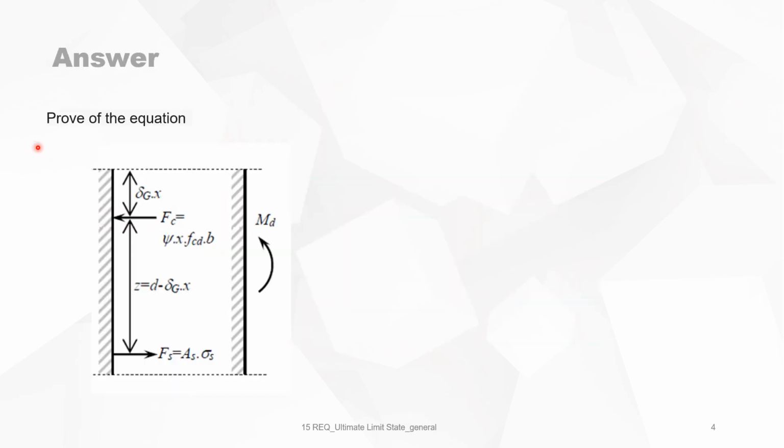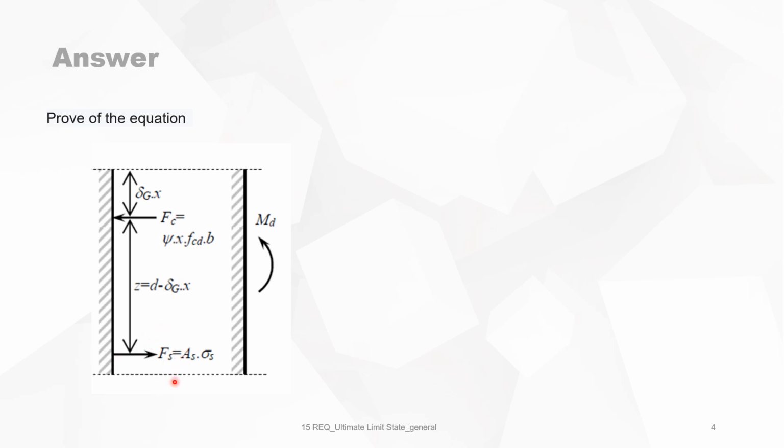First, we will prove the equation. Consider a section loaded with an external bending moment Md. The compressive force Fc is equal to the filling factor C times x, which is the depth of the neutral axis, times fcd times b, the width of the concrete section. So that's the concrete force, and it must be in equilibrium with the tension force in the reinforcement.